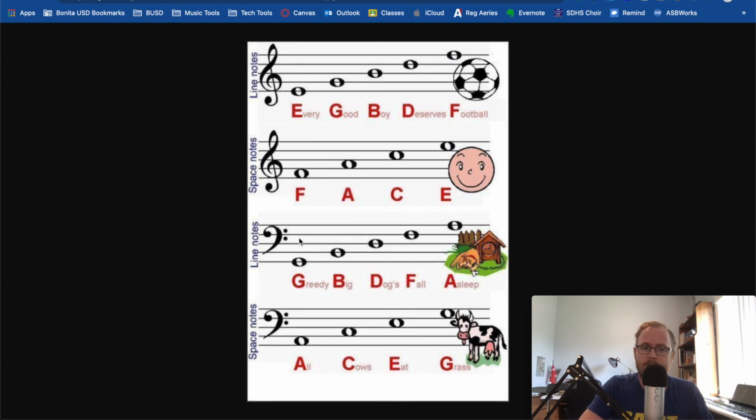If we go down to our bass clef, we have G, B, D, F, and A. Greedy big dogs fall asleep, or good burritos don't fall apart. There's a lot of wonderful little mnemonics. You can make up your own little sentences to remember these different line notes. And then finally, with the space notes on the bass clef, we have all cows eat grass.